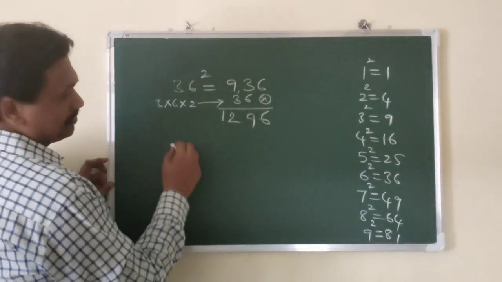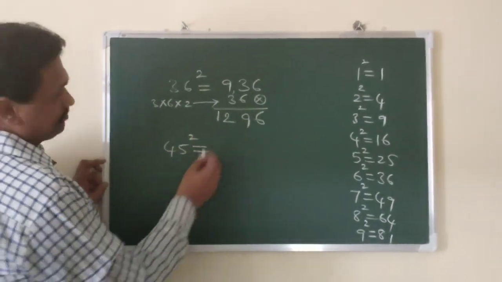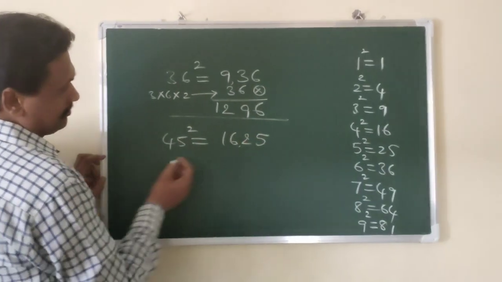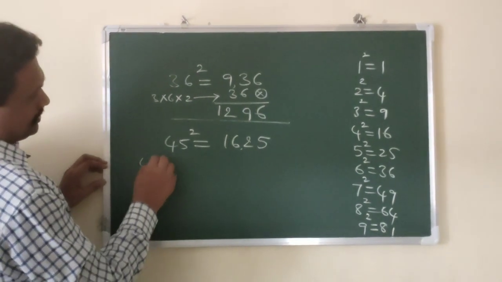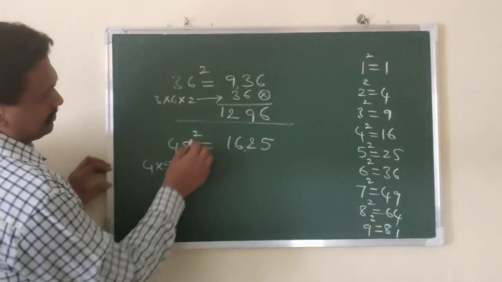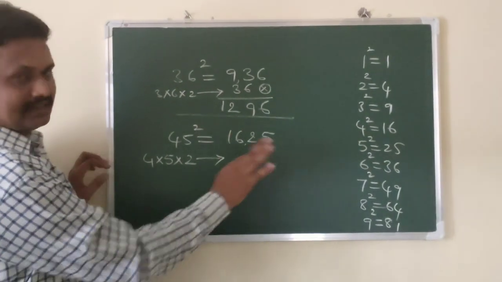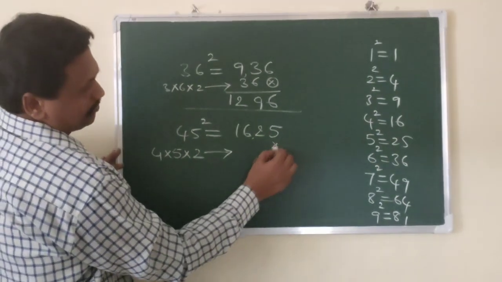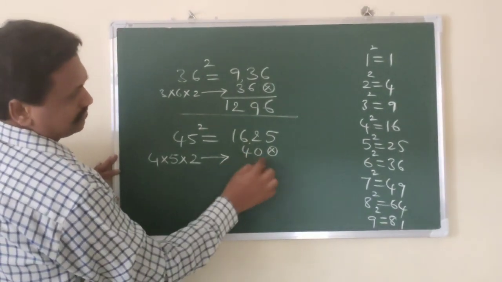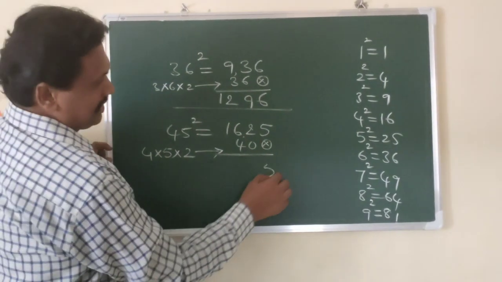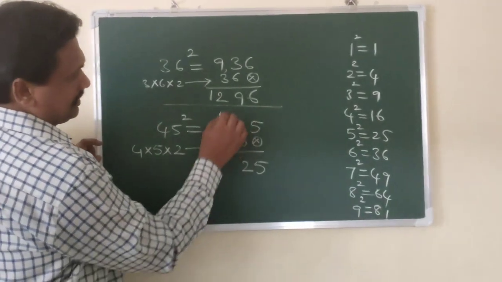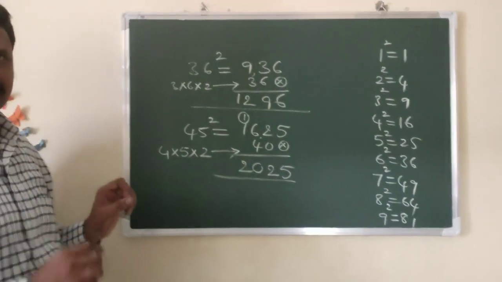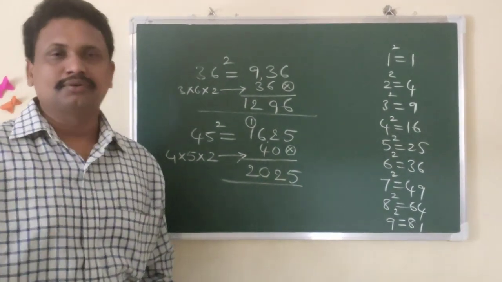Observe here. For example, you want 45 square. 4 square is 16, 5 square is 25. After that, 4 into 5 into 2. It's a technique only, not an optional method. 2 fives are 10, 10 fours are 40. Leave the last place. Suppose you got 140, then 140 like that. Now 5 twos are 10, 1 carry. 0, 1 plus 1 is 2, 0, 2, 5. Like that, any square. Good.